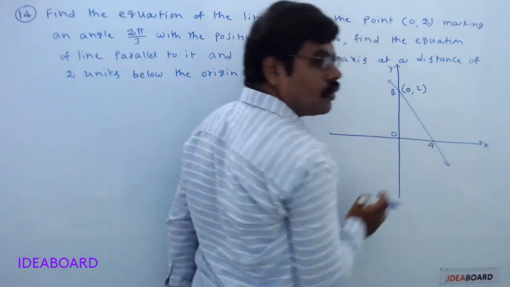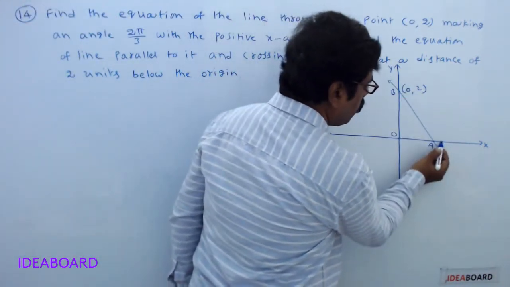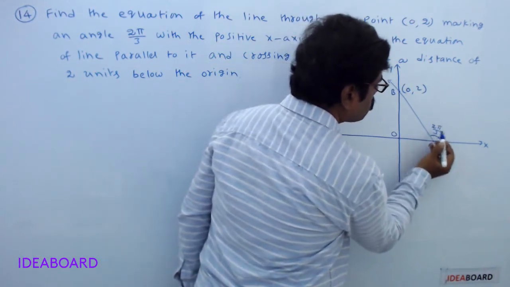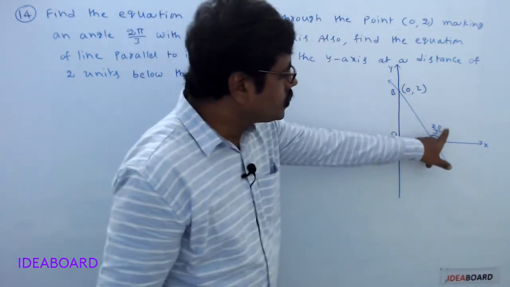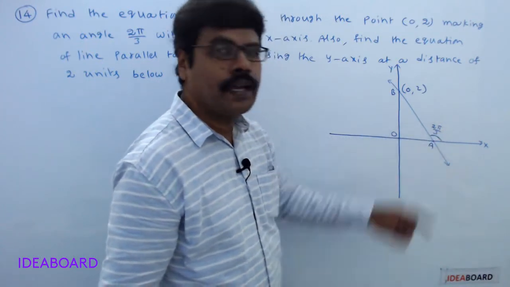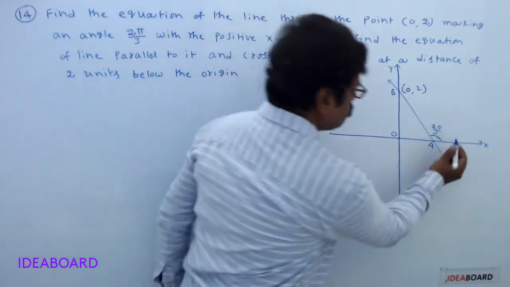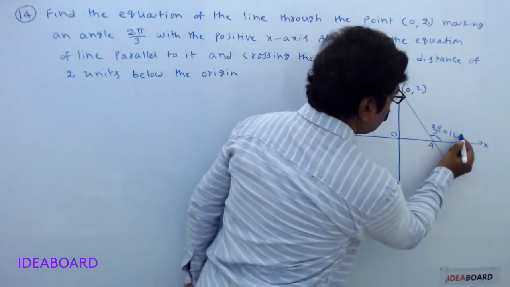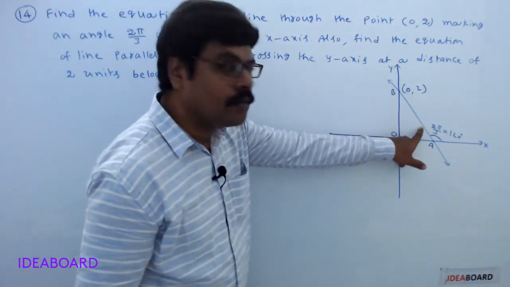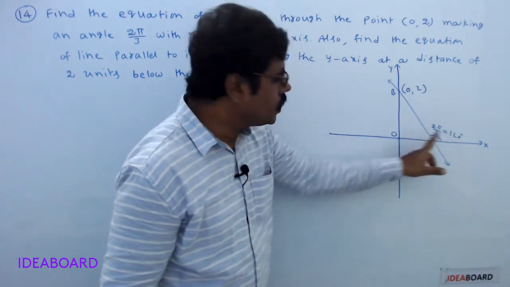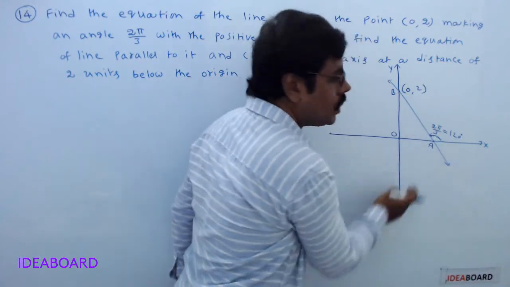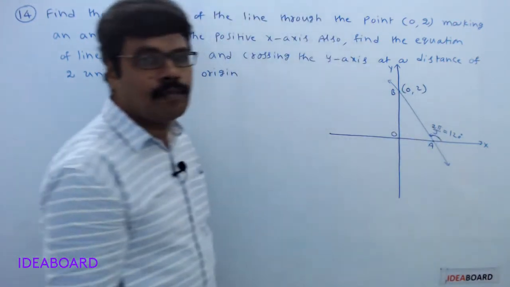Now this is positive x-axis. This line AB making an angle of 2 pi by 3 with x-axis. Now pi means 180 degrees. 2 into 180 degree, 360 degree divided by 3. So it is 120 degrees. 2 pi by 3 which is same as 120 degrees. Now here this line AB makes an angle of 120 degrees with positive x-axis. So this 120 degrees is the inclination of the line AB.